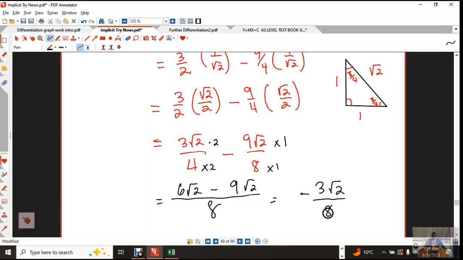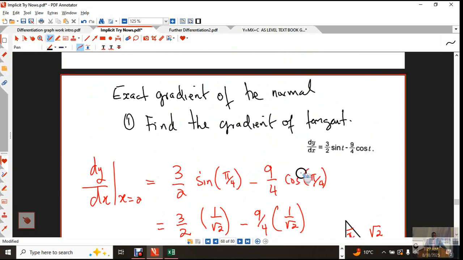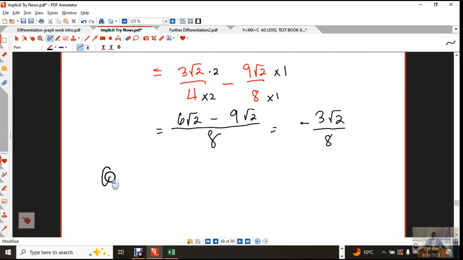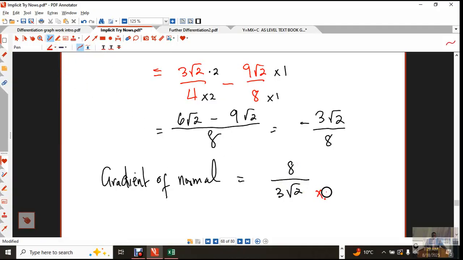There we go. Right, we can also now look at what is the equation, or what is the gradient of the normal. This is the gradient of the tangent, so the gradient of the normal will be, just switch this around, the 8 comes on top, and 3 root 2. Okay, no negative sign anymore. Of course, let me just clean it up by multiplying numerator and denominator by root 2 in order for me to rationalize that. That is going to be 8 root 2, and that is going to be 2 times 2.